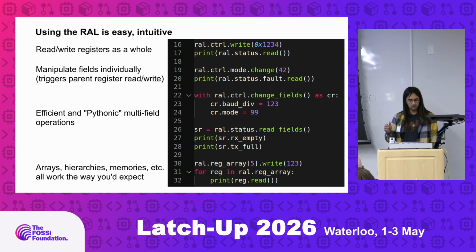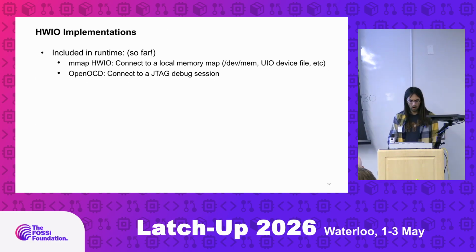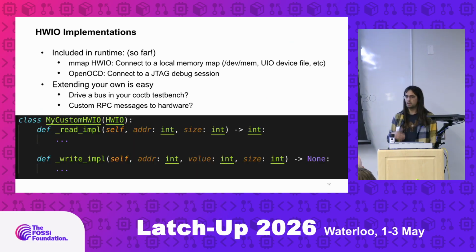Next thing is arrays, hierarchy. That all kind of works the way you'd expect. You can iterate over stuff, so I'm not going to dwell too much on that. Hardware I/O implementations, I have two so far out of the box. You can directly map to stuff on the device, OpenOCD through JTAG, that's what I mentioned before. It's pretty easy to extend your own. So you basically extend this class and just fill in the details and tell it what to do.